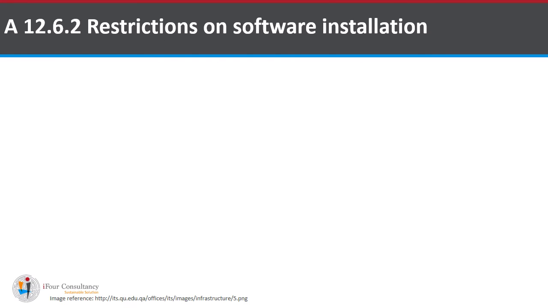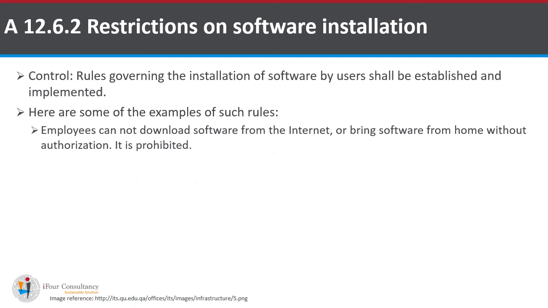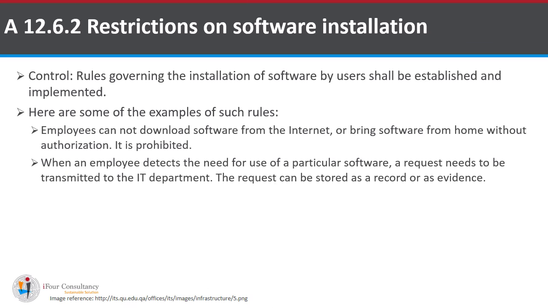A12.6.2 Restrictions on software installation. The control states that rules governing the installation of software by users shall be established and implemented. Some examples of such rules are: employees cannot download software from the internet or bring software from home without authorization. It is prohibited by the company. When an employee detects the need for a particular software, a request needs to be transmitted to the IT department. The request can be stored as a record or as evidence.